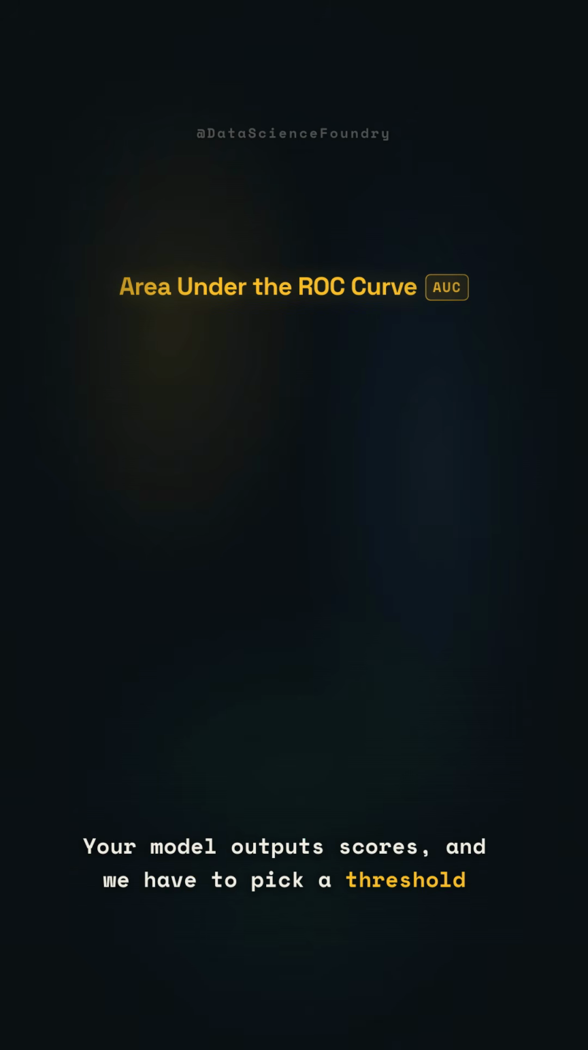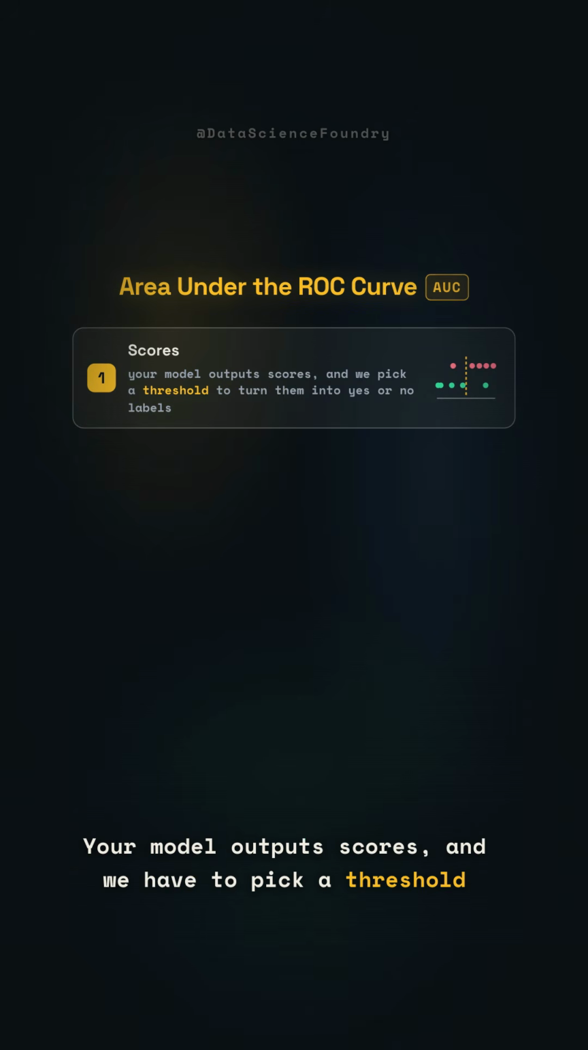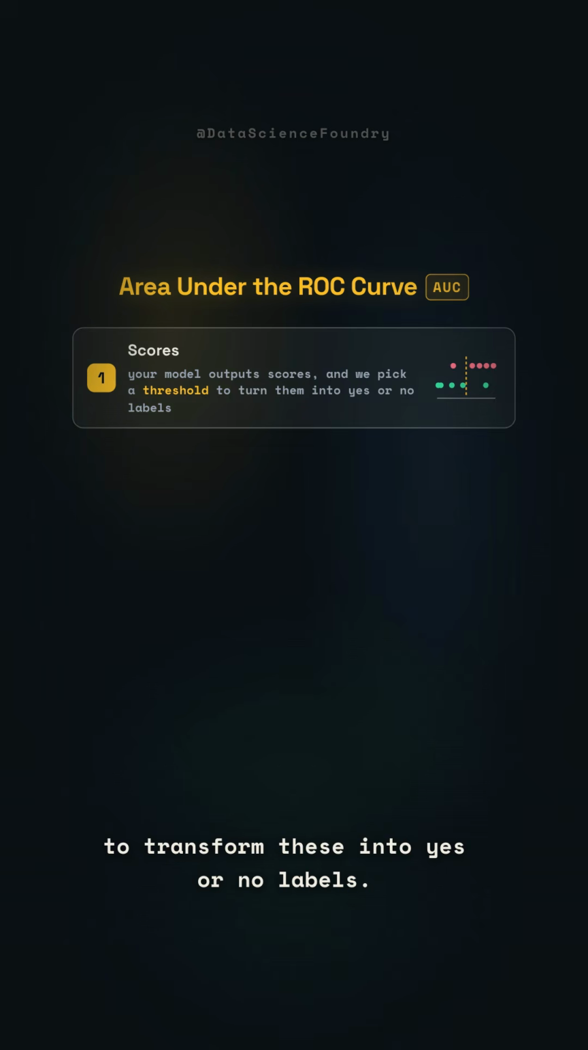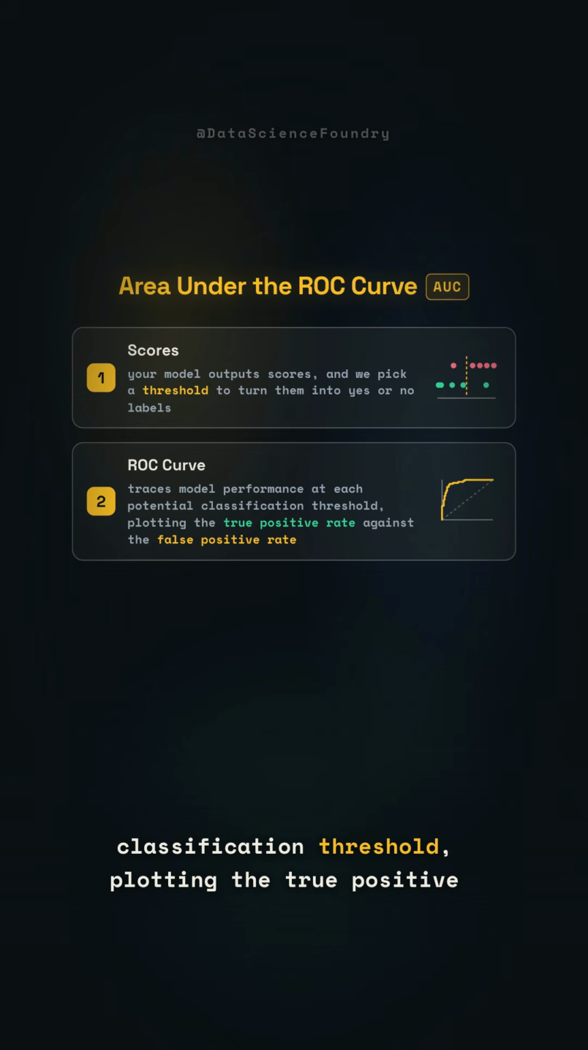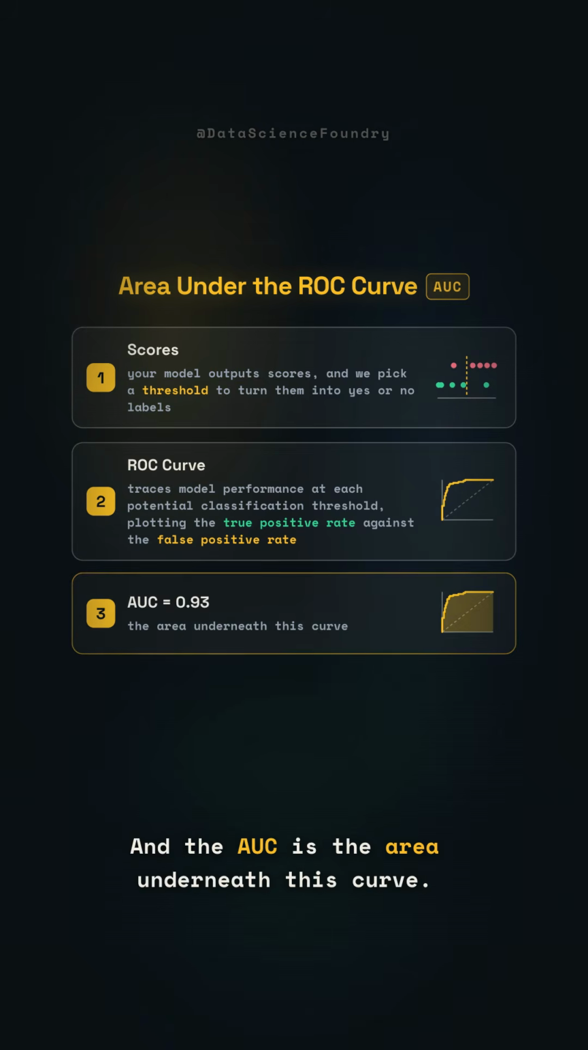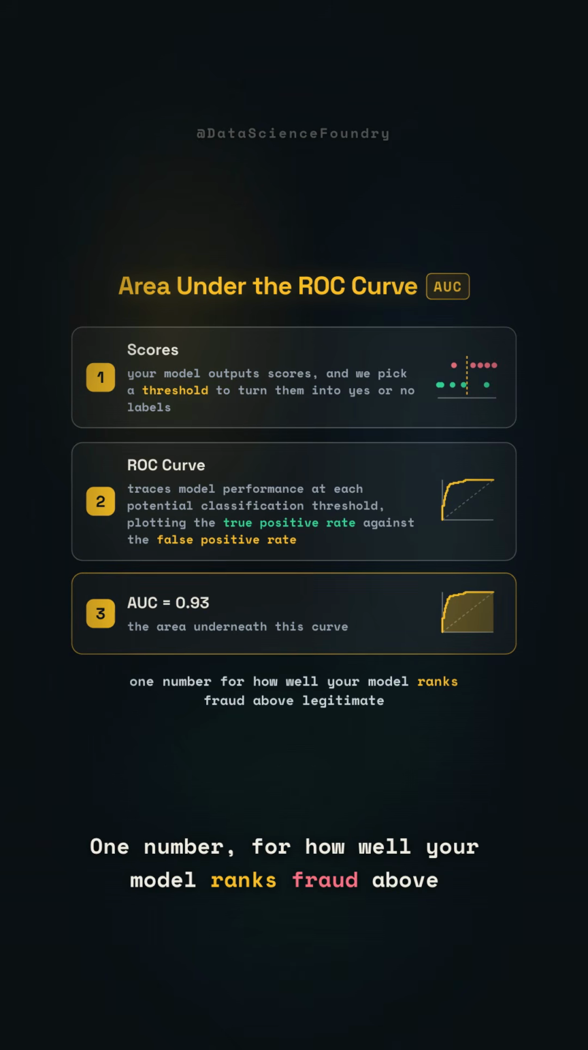So, to recap, your model outputs scores, and we have to pick a threshold to transform these into yes or no labels. The ROC curve traces model performance at each potential classification threshold, plotting the true positive rate against the false positive rate. And the AUC is the area underneath this curve. One number for how well your model ranks fraud.